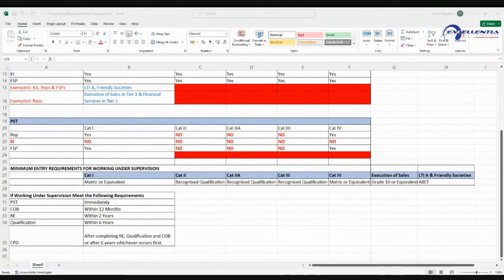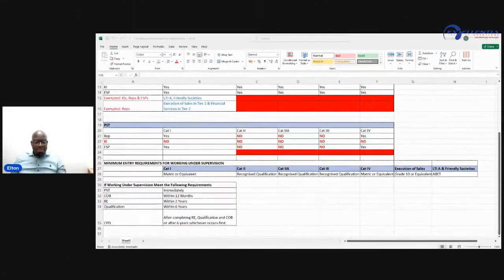So by virtue of what I've just said, it also tells you that when a person is working under supervision, they are actually not exempted from the product-specific training, because before rendering financial services, they are required to do it, irrespective of the fact that they are working under supervision. So you can't say because somebody is working under supervision, therefore they should not do product-specific training. There is no exemption like that. So any rep who is appointed, whether under supervision or whether they are competent, they must do product-specific training.